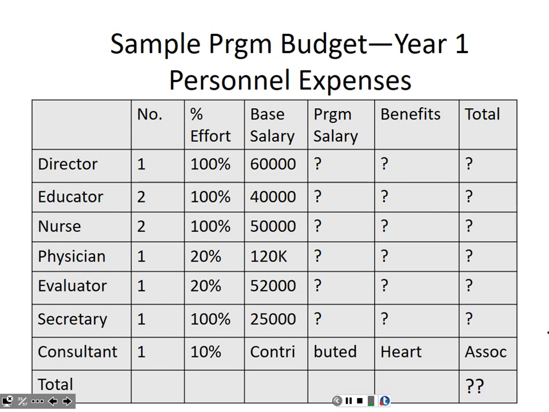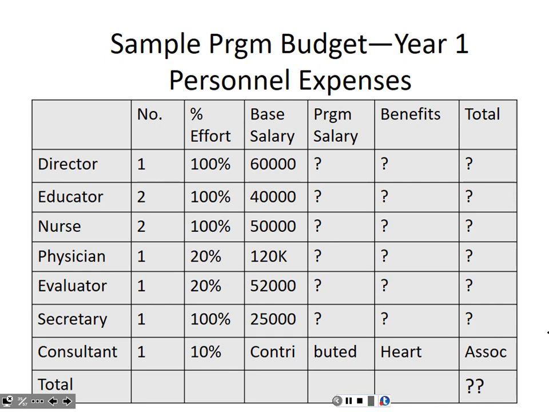So we're gonna assume that we're working on a budget for a health program, a pretty straightforward health program, where the team is composed of 9 individuals. Okay, so this is a hypothetical example. The program director, 2 health educators, 2 nurses, a part-time physician, a part-time program evaluator, full-time secretary, and a consultant.